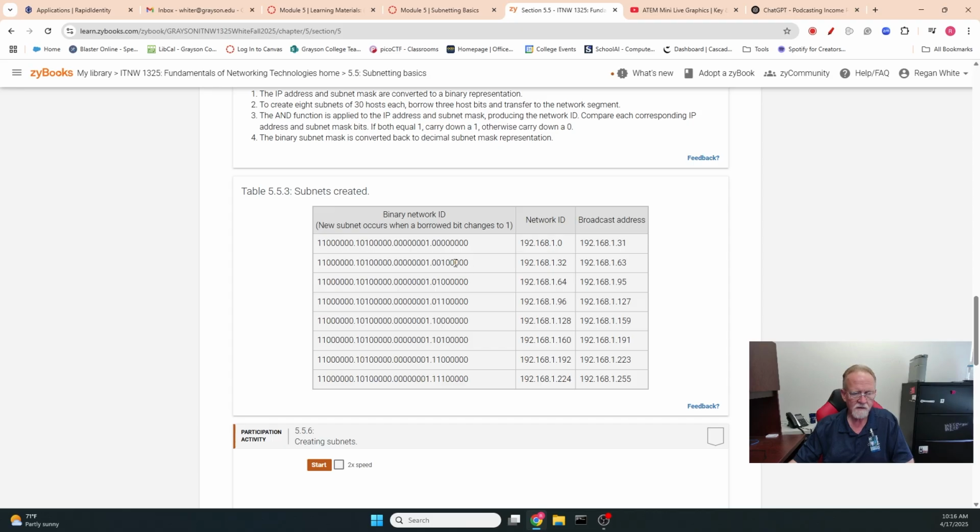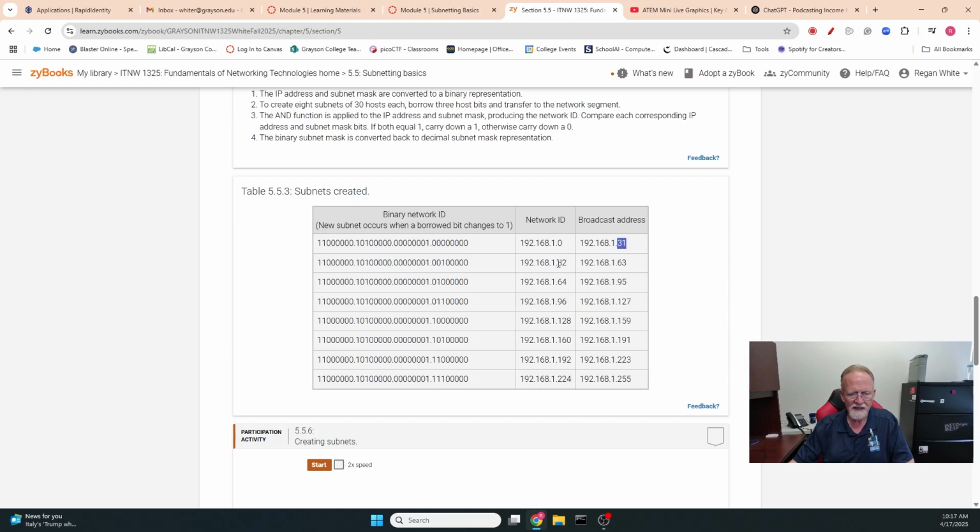Same thing here. We've borrowed another bit, or this is our next bit that we've borrowed. This is our next subnet. We've actually created 1, 2, 3, 4, 5, 6, 7, 8 subnets here. We've divided this up into 8 subnets. The next one, of course, 31 was our broadcast address.